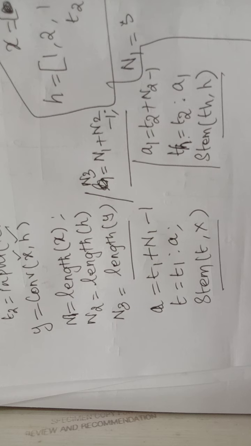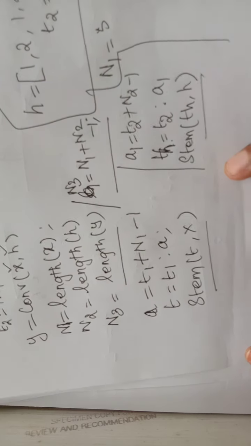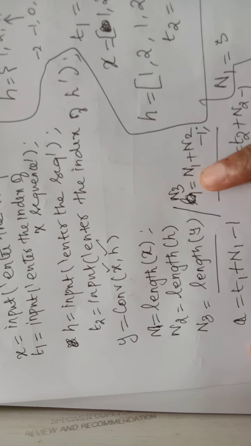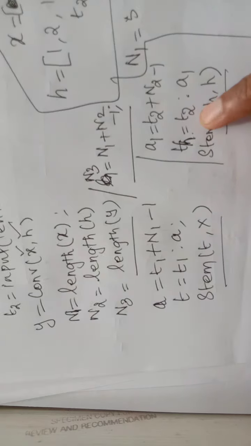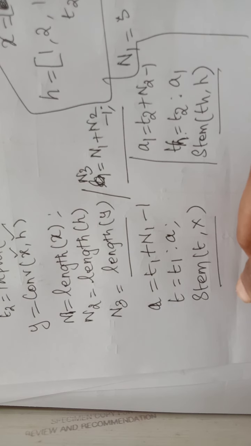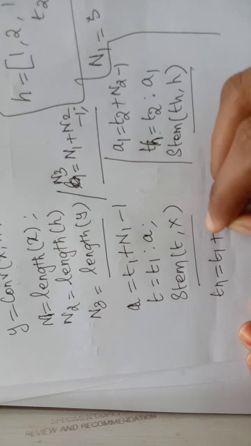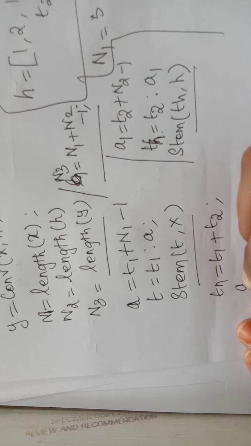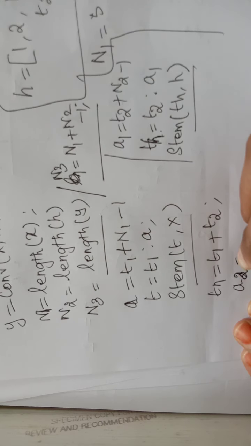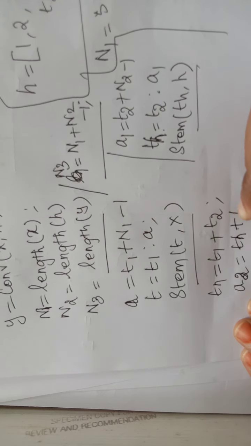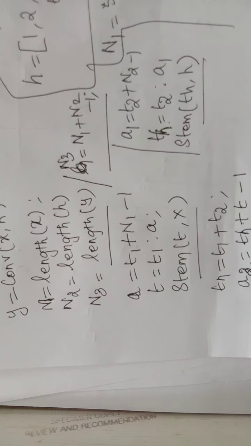Now similarly I need to plot the output. So what is the length of the output? Here how will you find the length of the output? We can find it using n3 is equal to n1 plus n2 minus 1. So this is the length. Now I need to use another function known as tn, which is nothing but t1 plus t2, and a2 you can have as th plus this t minus 1. So this is the length.